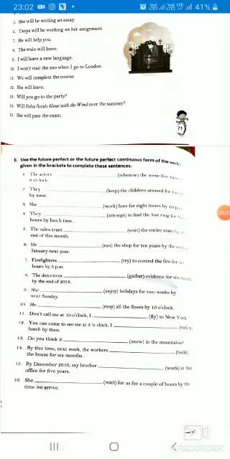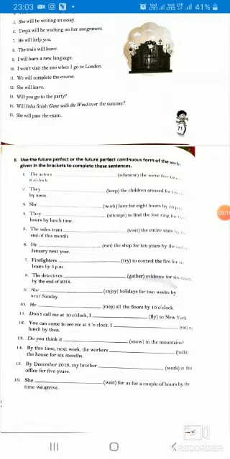And we use have with the rest of the persons: first person singular and plural, second person singular and plural, and third person plural. So the structure is subject plus has, have plus V3 plus object. For example, I have eaten an apple, she has eaten an apple.